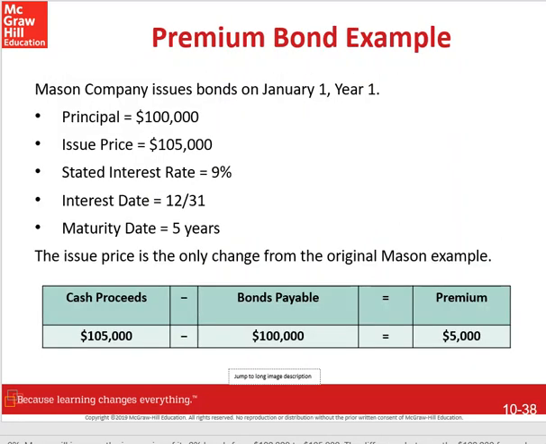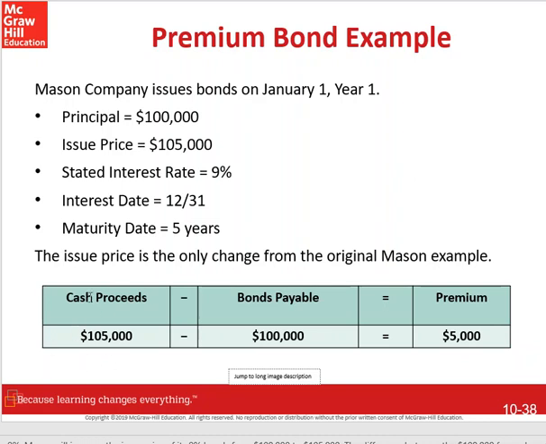So let's look at Mason again. It's still the same principal of 100,000, but this time they're going to issue the bonds at 105, meaning 105%. So each individual bond, face value of 1,000, the bondholder is going to pay 1,050, and overall, Mason Company is going to collect 105,000. So they get 105,000, but the principal that has to be paid back is only 100,000. The rest of the facts are the same. Interest rate is 9%. They pay it annually on December 31st, 5-year term to maturity.